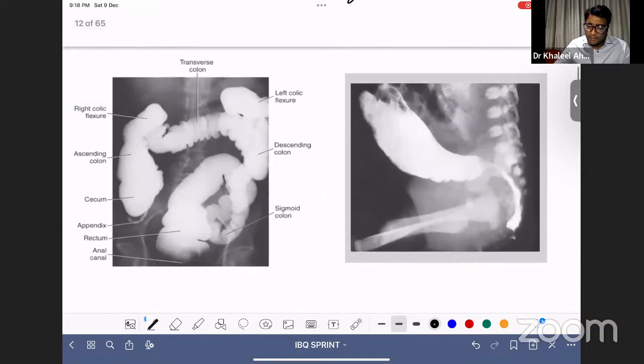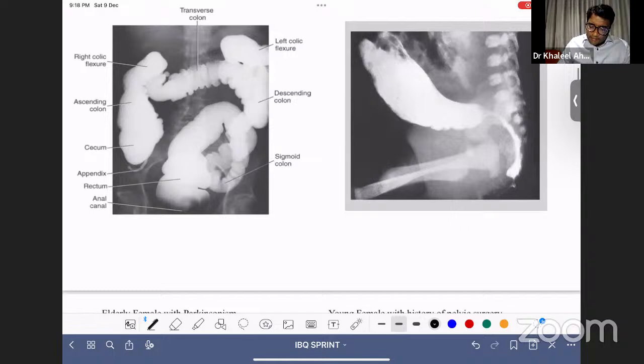Let's move forward. What do you think is this study? What is this barium study? Is this showing small intestine or large intestine? This is showing large intestinal loops. So this is barium enema. So this image is showing barium enema.